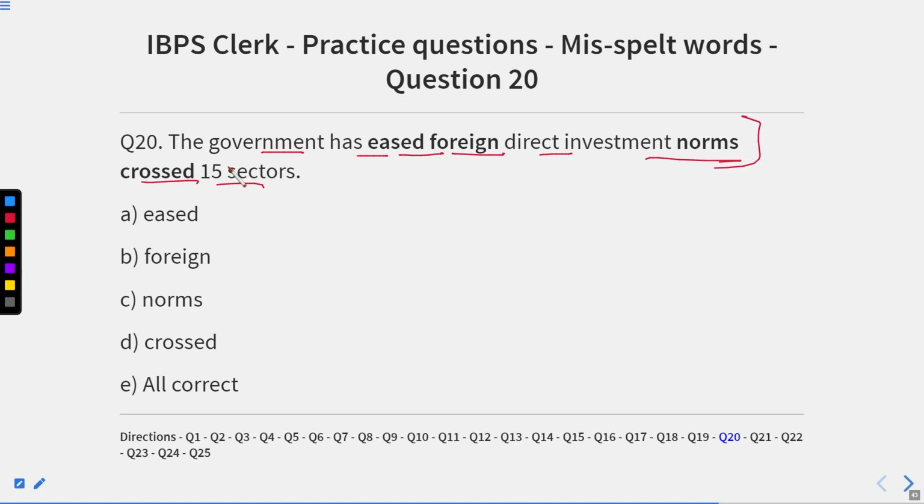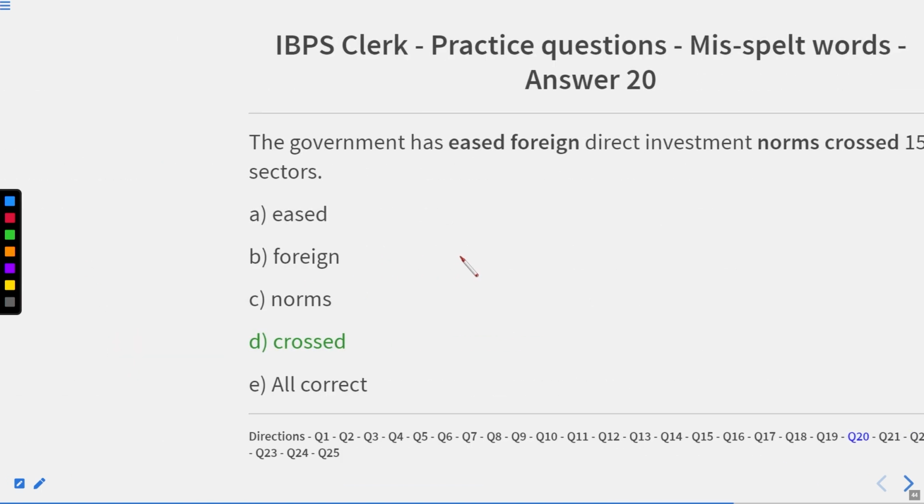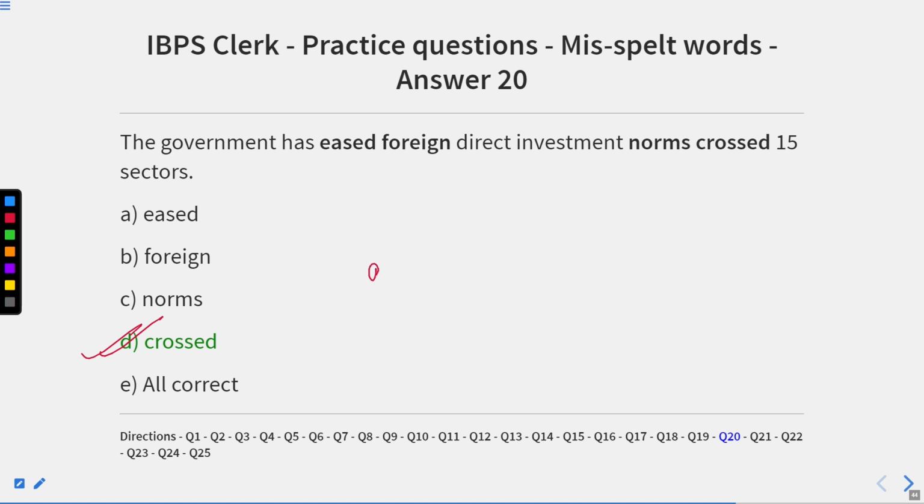But if I say crossed 15 sectors, crossed means passed. So, this is incorrect. It does not make any sense that who is crossing those 15 sectors. No, they want to say across 15 sectors. So, this word crossed is incorrect. It should be answer D, and the correct word should be across 15 sectors. Here we need a preposition, and the correct preposition is across, not crossed. Crossed is actually passed or passed through.